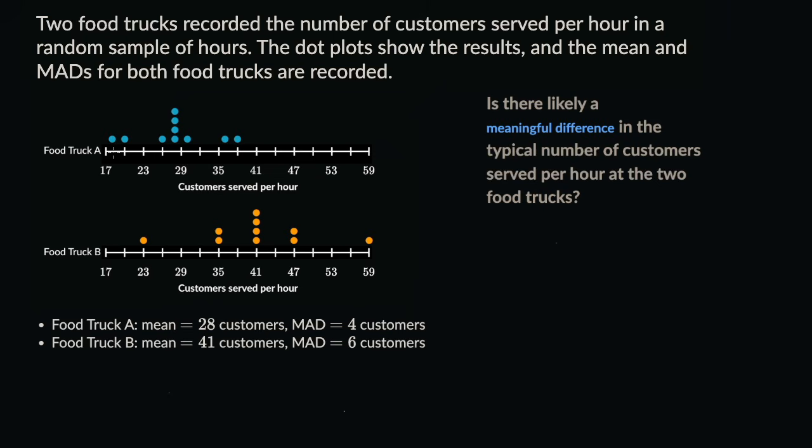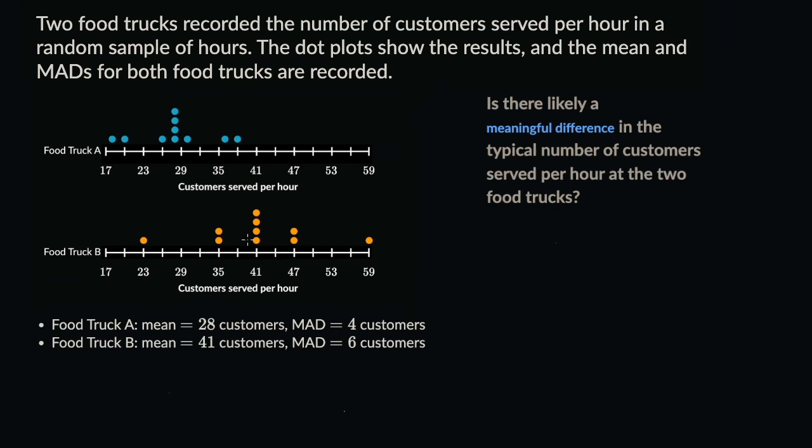So what we have here is food truck A. This dot looks like an hour that they sampled where 18 people were served. This other dot, it looks like 20 people were served. This looks like 4 different hours that 28 people were served, and so on and so forth. That's for food truck A. Here's food truck B. And then they give us the mean, and they also give us the mean absolute deviation.